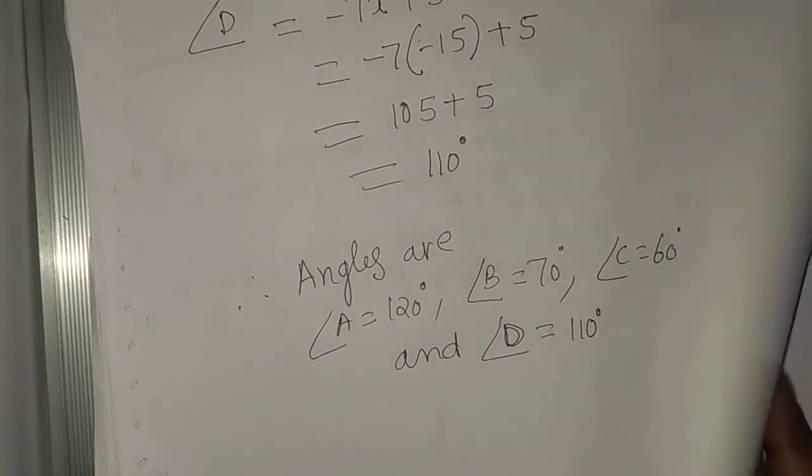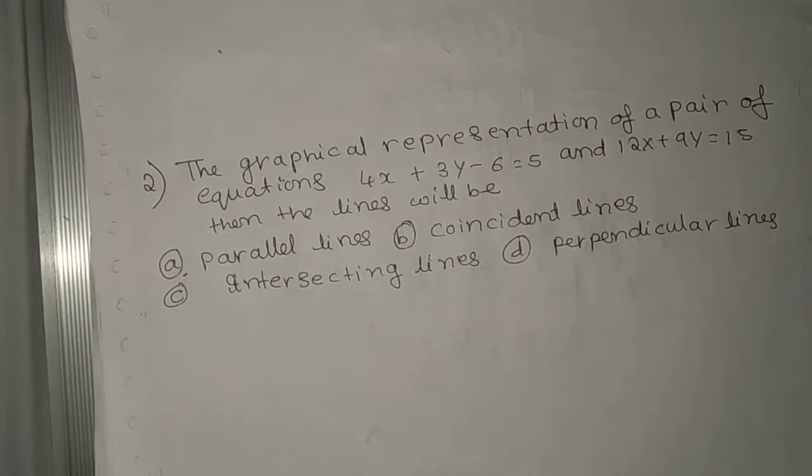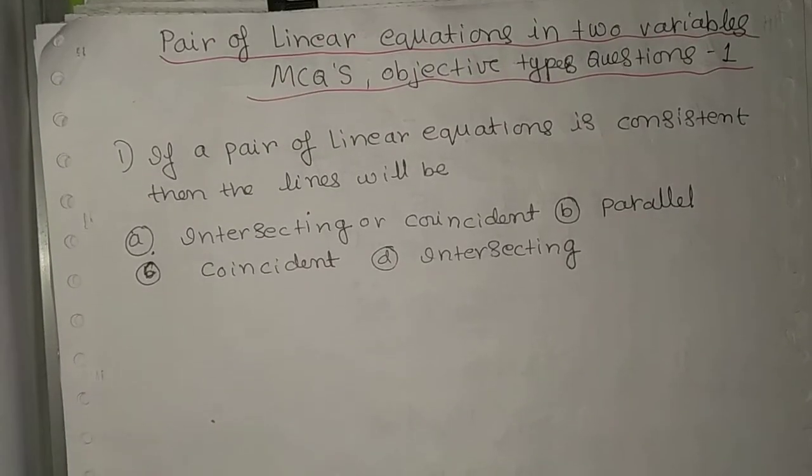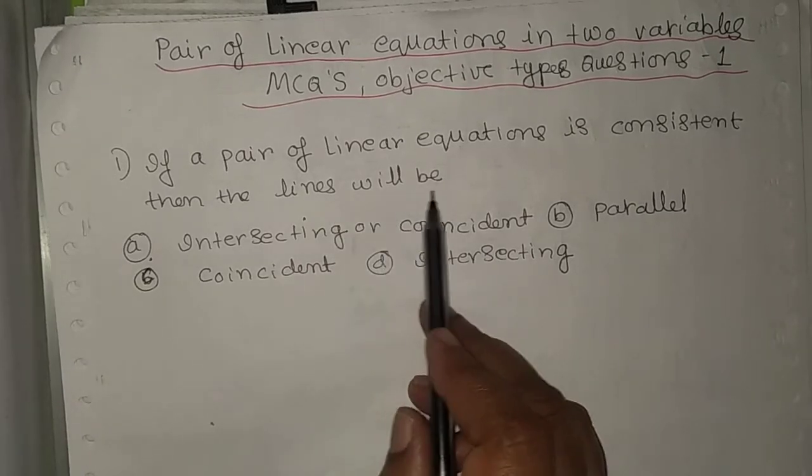Sorry for the disturbance. Then we move on to the objective types. Here the objective types question. The first problem given is, if a pair, we have to just tell the condition here.